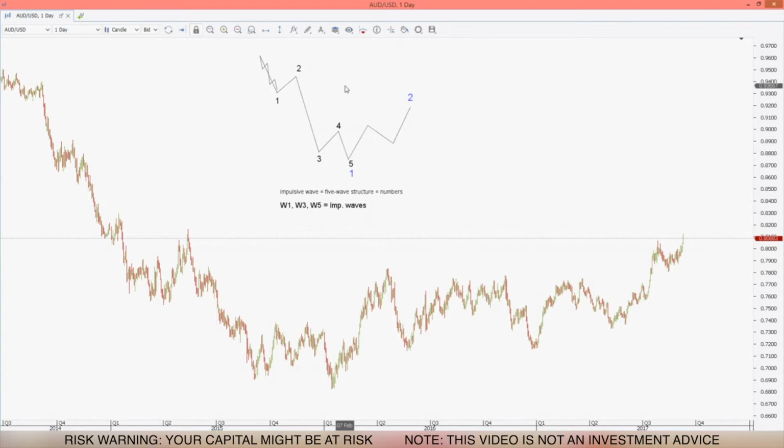One important Elliott wave rule states that the second wave in an impulsive wave cannot completely retrace the start of the move. In this case, we have 1, 2, 3, 4, 5, correct? And then this makes the first wave, and this makes the second wave.